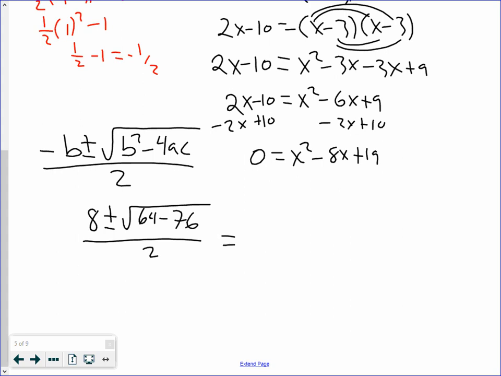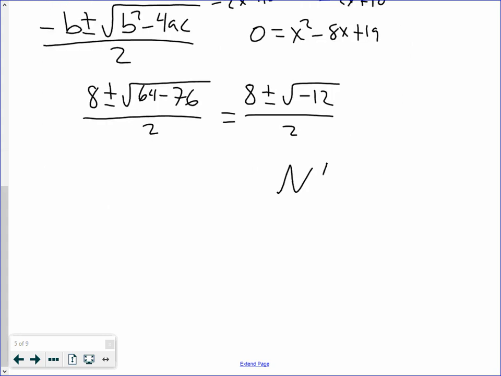And I can already see that this isn't going to work out, because 64 minus 76 is -12. So I'm having to take the square root of a negative number, which means I'll have an imaginary number. And if I have an imaginary number, that means there is no real intersection. The only time that the x's and the y's equal each other in this system of linear quadratic systems is when they don't actually exist, which doesn't really make any sense anyway. It's just saying that there are no real solutions. So we just say there's no solution, and that's going to be our answer.